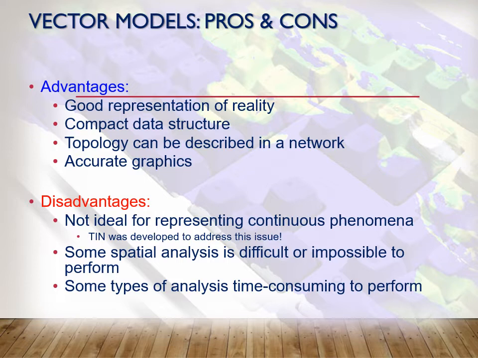Now a TIN, which I have right here, is one way to address this issue when it comes to elevation. Elevation is continuous data, but a TIN can help with that. Some other disadvantages: spatial analysis, which we'll get into a little bit in this class, maybe more in future classes, is very difficult to do with vector data. Raster data are better for spatial analysis, and some of the analysis that you use for vector could be quite time-consuming.